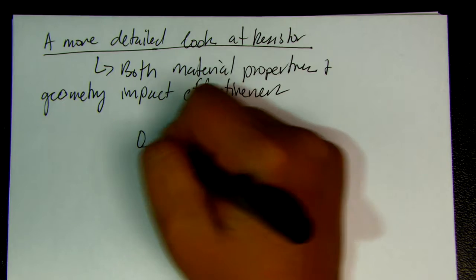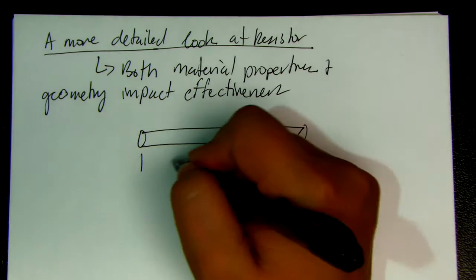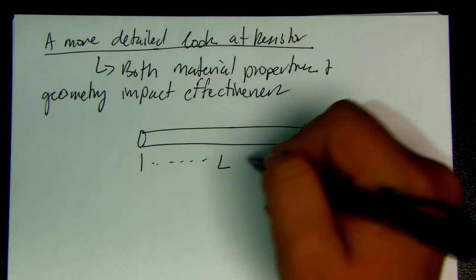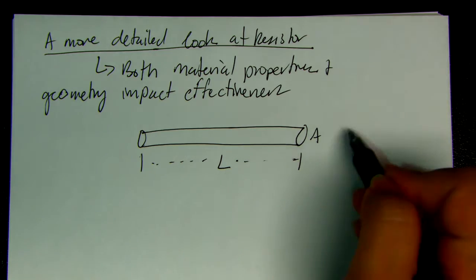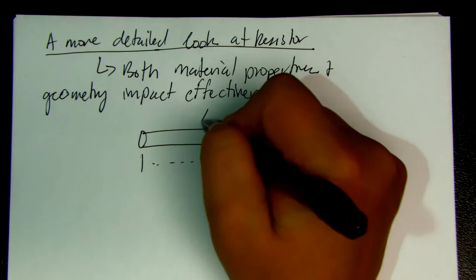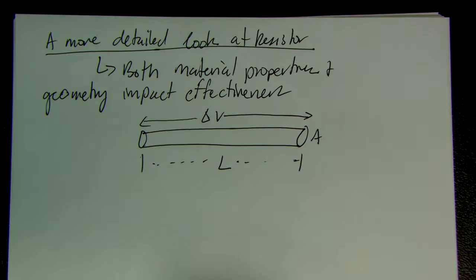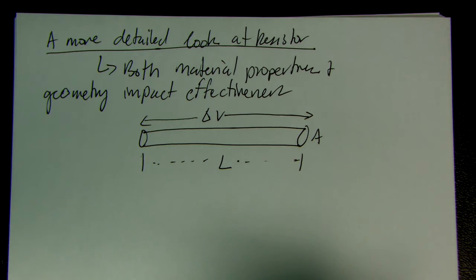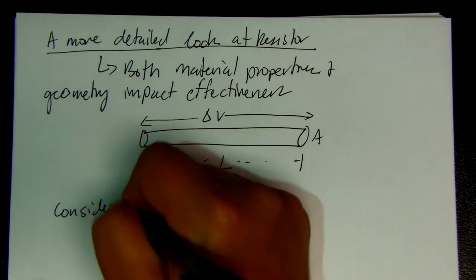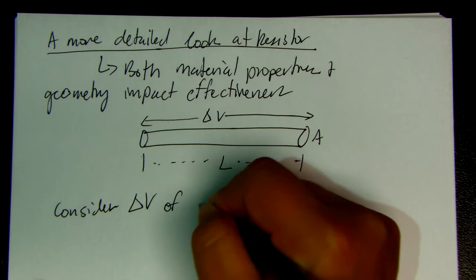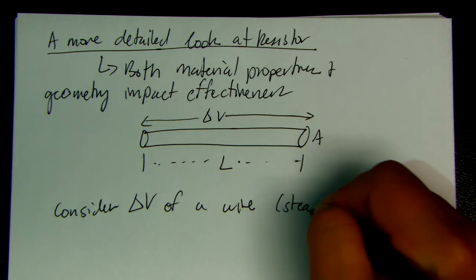So if we have, say, a wire, we can see that length times the area, giving us the volume, would impact resistance, and that would impact the delta V across it. So let's consider delta V of a wire, and we're going to do steady state current.